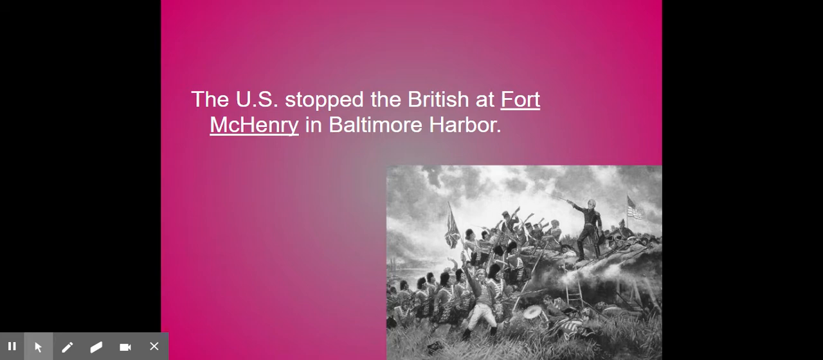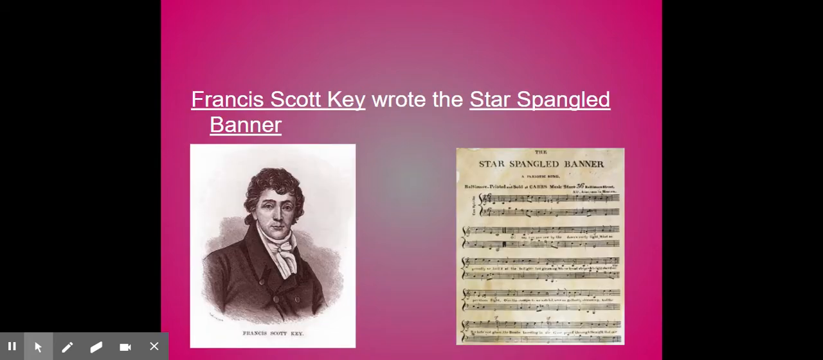And Francis Scott Key writes this poem to describe what a joy it is to see that flag still flying over the rampart of Fort McHenry. And later, that poem is going to be set to music, and that poem is going to become the Star-Spangled Banner, or our national anthem. Okay? So the War of 1812 gives us our national anthem and the Star-Spangled Banner.